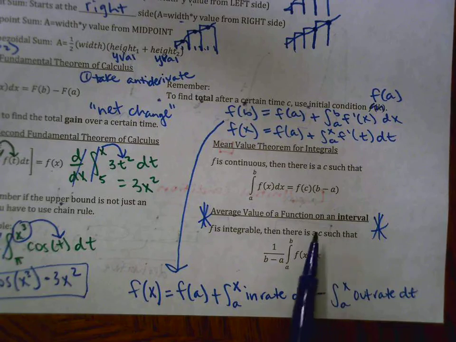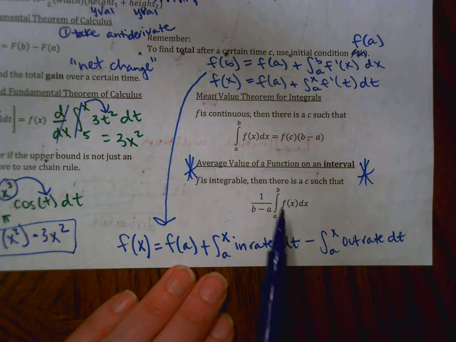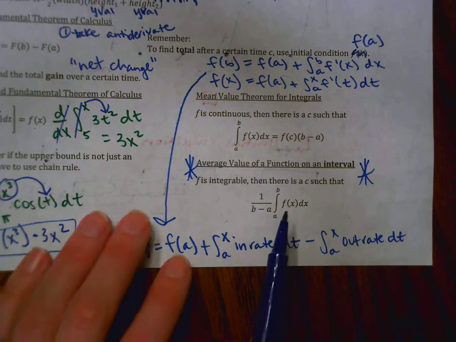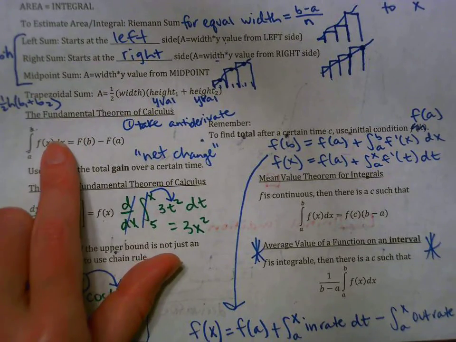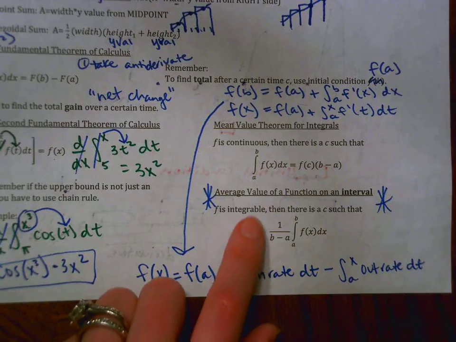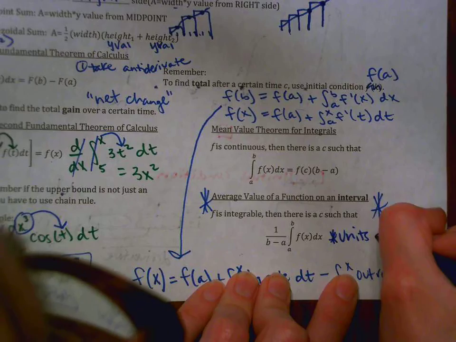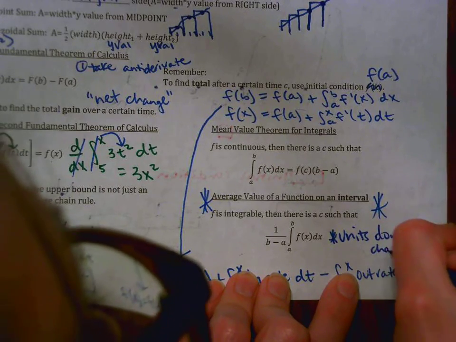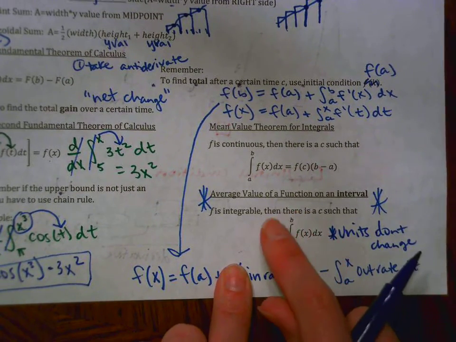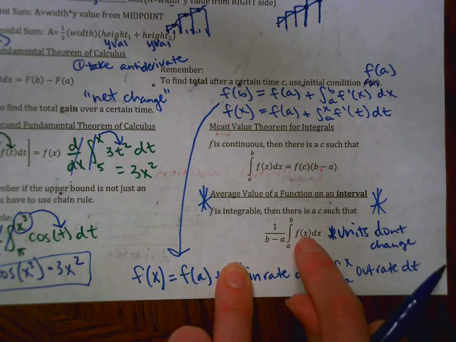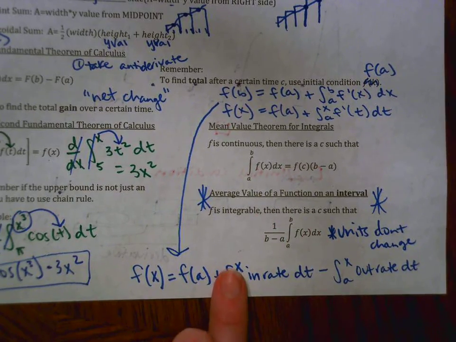If it asks for average value of something, you do 1 over b minus a times the integral of that function. So normally when you integrate, you change units, right? If you integrate gallons per minute, then this would give you gallons. But if you do this, if it has 1 over b minus a, the units don't change. So if f of x was gallons per minute, then this would give you the average gallons per minute. If f of x was gallons, this would give you the average gallons for that interval from a to b.